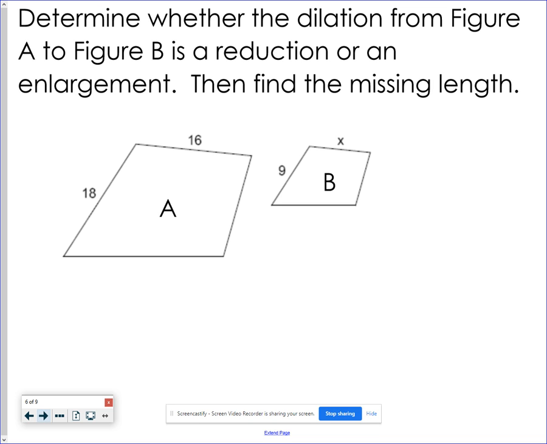These are similar, which means that they're actually proportional. Not that we've really done much with proportionality at this point, but if I'm going to go from figure A to figure B, I want to decide, first of all, if it's a reduction or an enlargement. If I'm going from A to B, it's getting smaller. It's clearly going to be a reduction on this one.